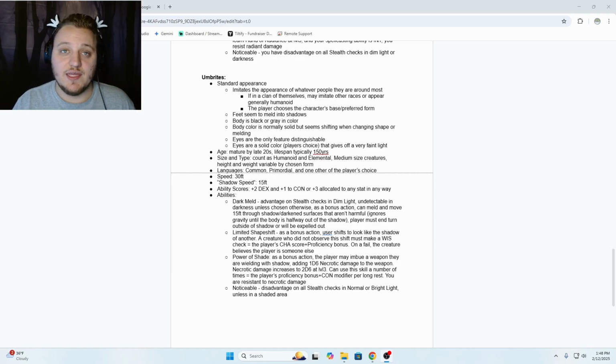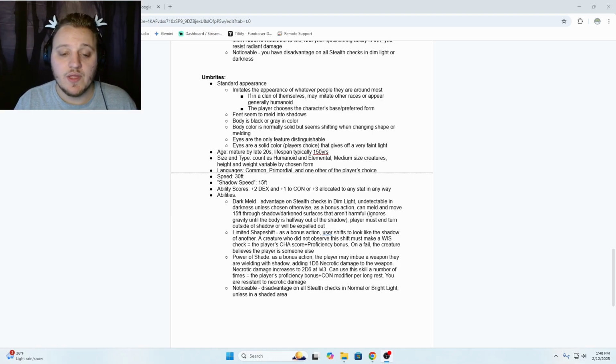If they choose a creature that is smaller or taller, it will change their height and weight a little bit, but they're always going to count as medium-sized creatures. That's their base. The languages they have access to are Common, Primordial, and one other language of the player's choice. They have a 30 feet walking speed, and they have a shadow speed of 15 feet. We'll get into that here in a minute. Their ability scores are +2 to Dexterity and +1 to Constitution, or +3 allocated to any stat in any way. That just depends on how your DM chooses to play, what determinations they make.